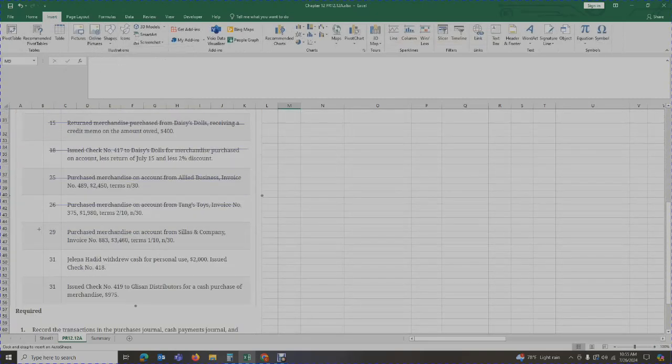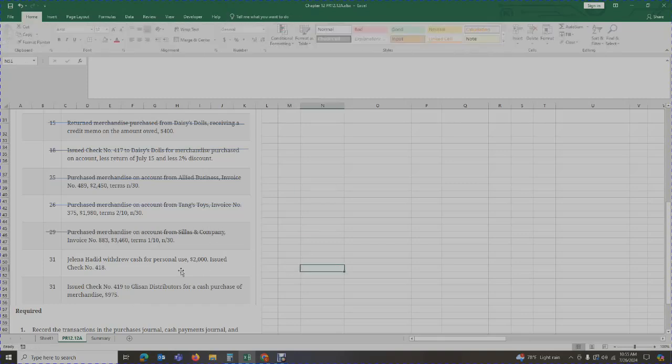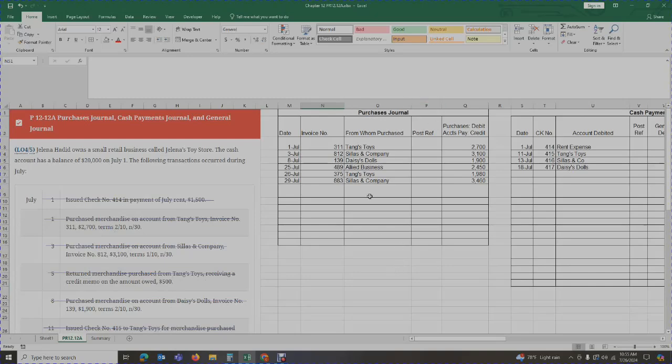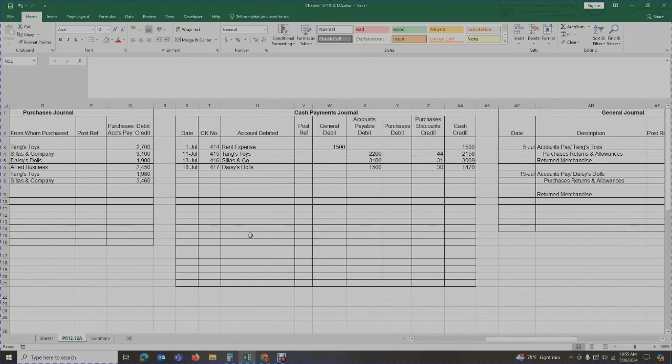And we're almost done with the journal entries. Okay, on the 31st, Helena Hadid withdrew cash for personal use, $2,000, and we issued her check number 418. So we are making a payment to one of the business owners, to Helena Hadid. So in that case, we are not making a purchase, but we are making a cash payment. We are giving the owner money. Okay, so what are we going to do? This is happening on the 31st. Check number 418.